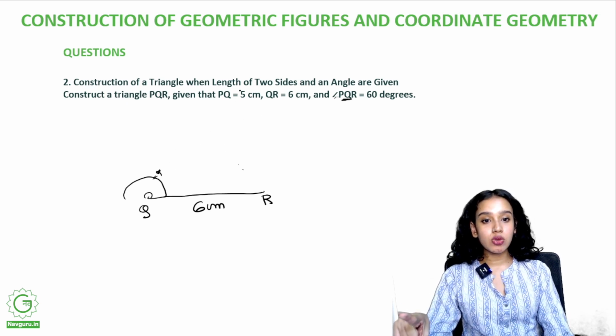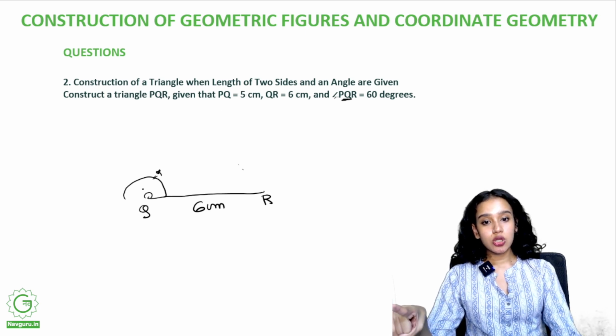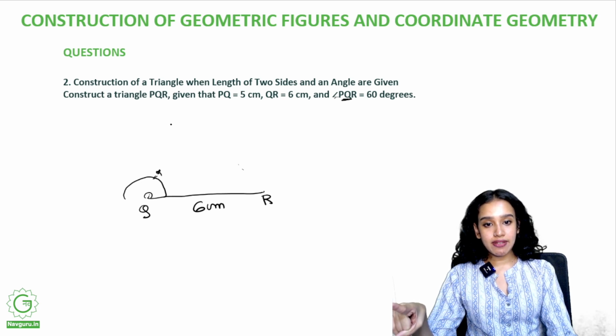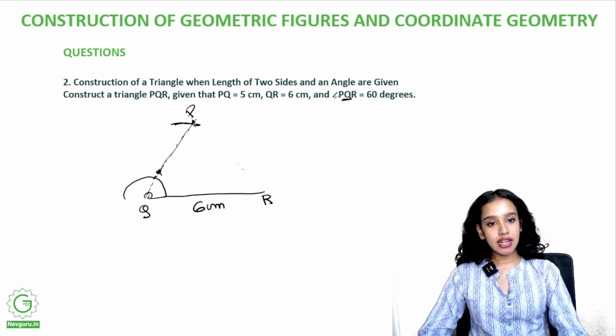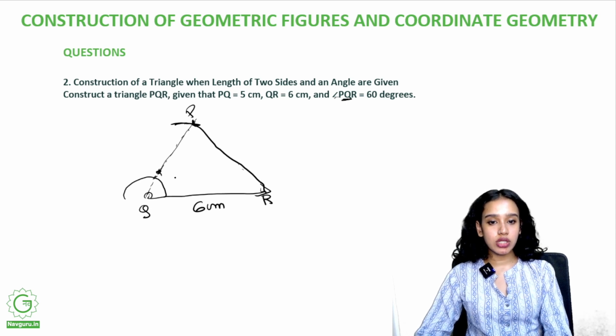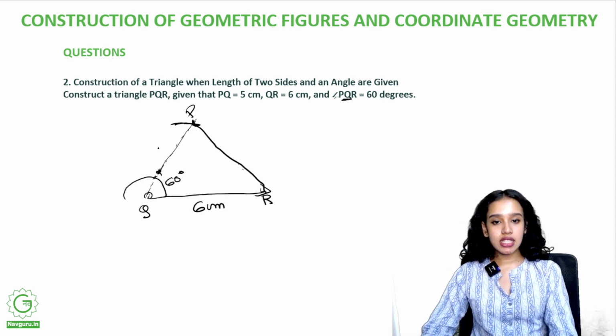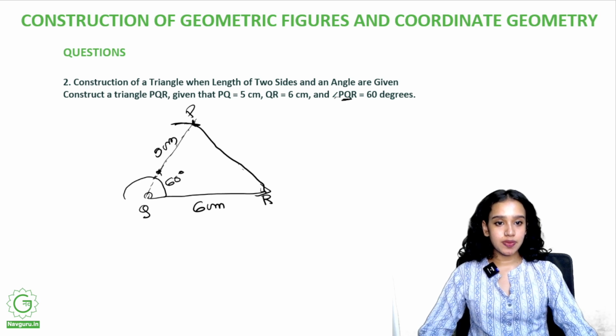Now we have PQ is equal to 5 centimeter, right? So we'll mark P from here at 5 centimeter. Now we'll join this point and Q, so we'll get a line. And then we got this point which is P. And then we'll join P and R. And we get the triangle PQR whose angle is 60 degrees. One side is 6 centimeter, other side is 5 centimeter, right?